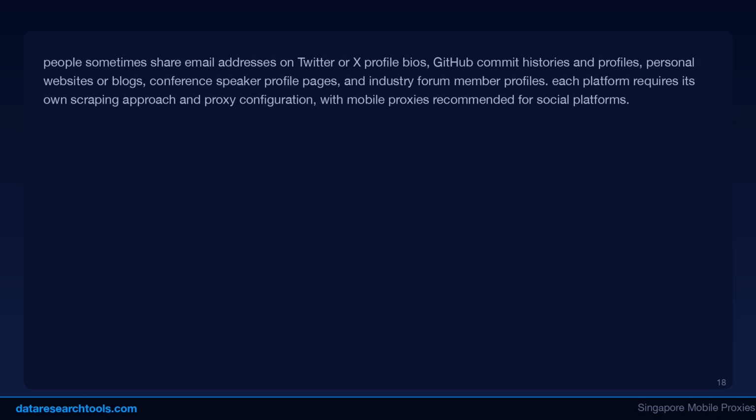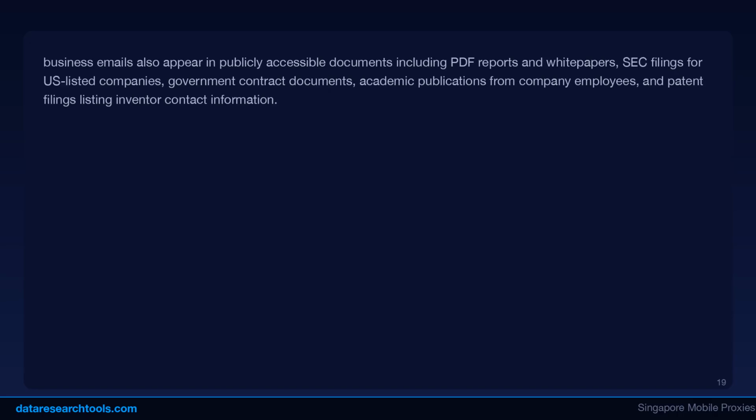Name variations require special handling. Try both formal and informal name variants like Robert and Bob, William and Bill, or Michael and Mike. Handle hyphenated last names by testing both hyphenated and non-hyphenated versions. Account for middle names and initials.